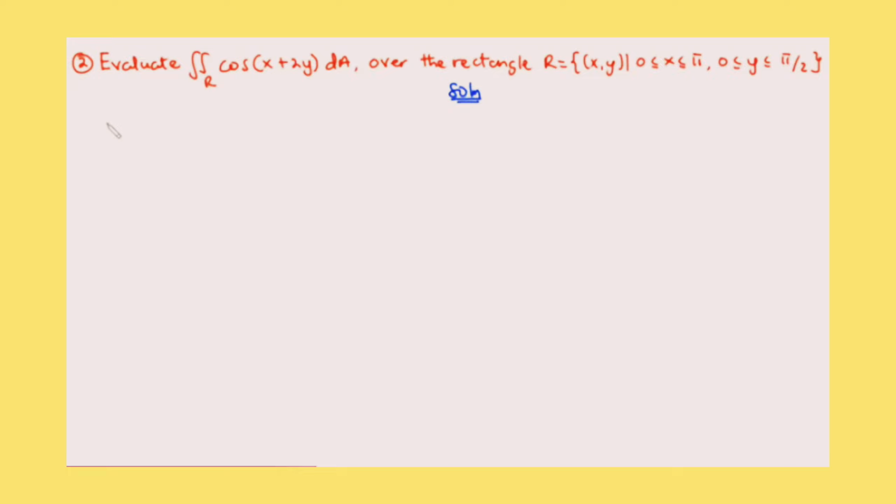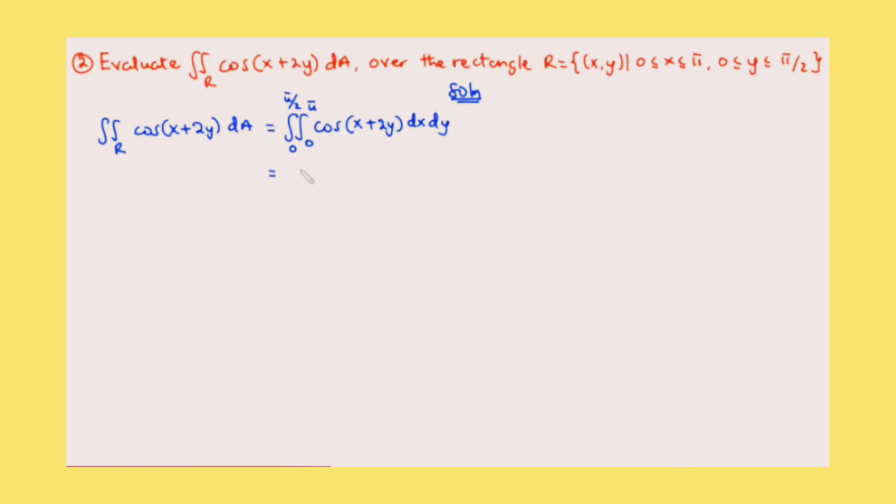So we have the double integral over the region R of the function cos(x + 2y) dA, and this we express as the double integral of the function cos(x + 2y) dx dy. We have dx on the inside, so we are going to have 0 to pi also on the inside, and then dy on the outside, so 0 to pi/2 also on the outside. Now let's try to work out this.